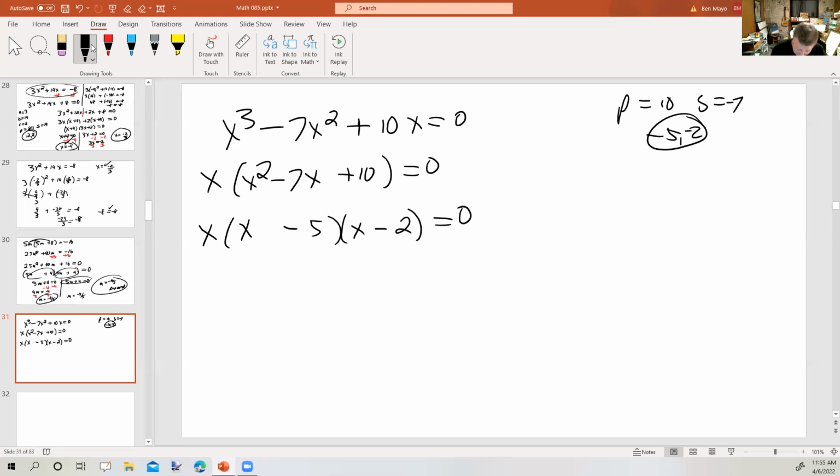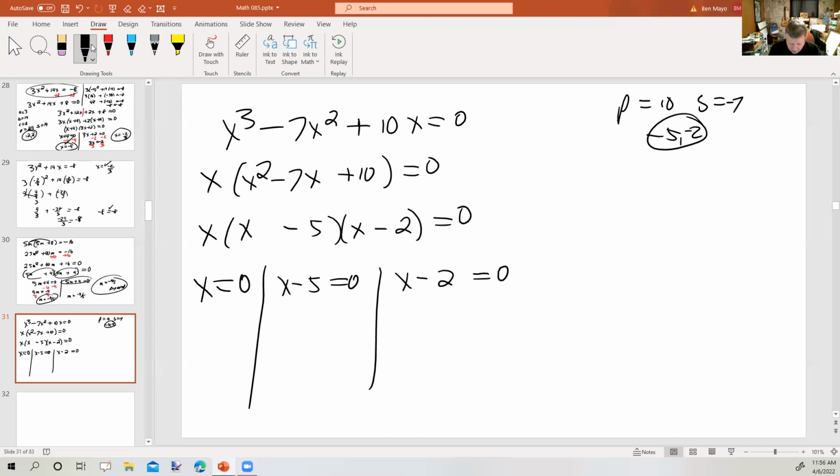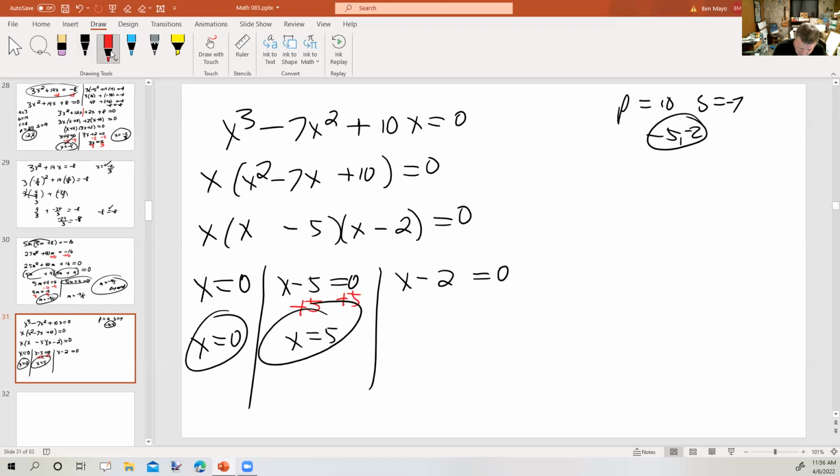Take each factor that contains a variable and set it equal to 0 and solve each first degree equation. Well, if x equals 0, then x equals 0. X minus 5 equals 0. Add 5 to both sides of the equation. X equals 5. X minus 2 equals 0. Add 2 to both sides of the equation. X equals 2.